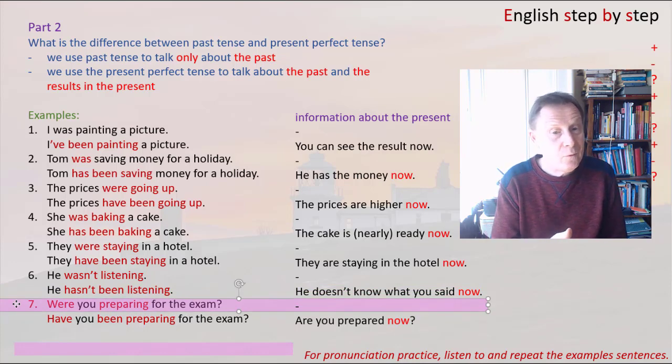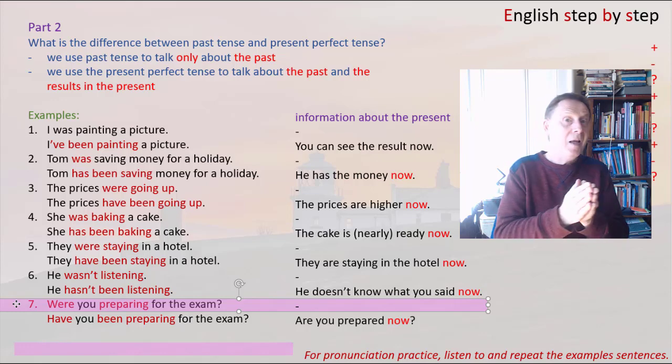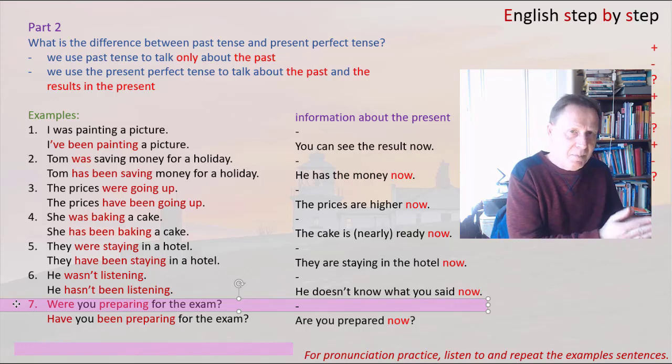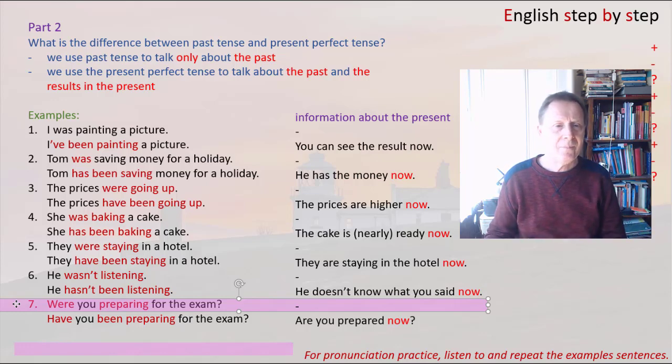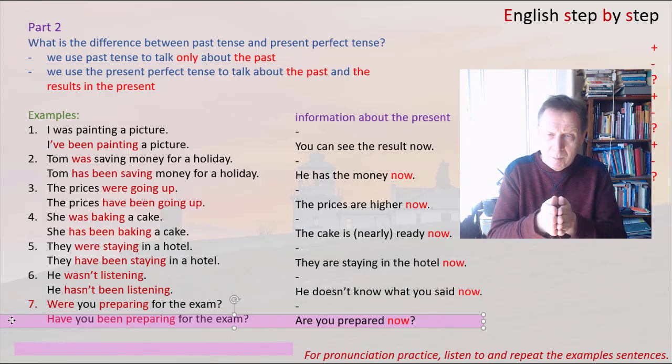Were you preparing for the exam? And that would be information about, for example, last week or last month. Were you preparing for an exam? The next one, have you been preparing for an exam? That means I want to know about the situation now. Are you prepared now?